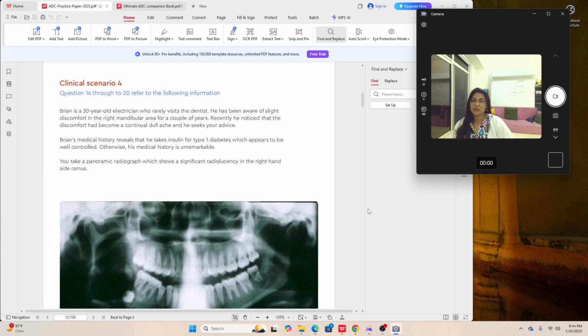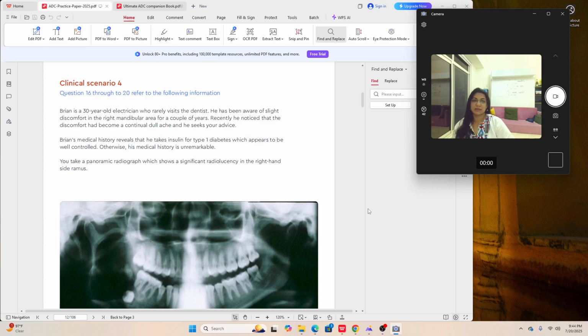Brian is a 30-year-old electrician who rarely visits the dentist. Rarely, okay? He has been aware of slight discomfort in the right mandibular area for a couple of years, so it's a chronic long-standing lesion. He is aware that something is going on, but he doesn't know exactly what that is. Recently, he noticed that the discomfort had become a continual dull ache and he seeks your advice.